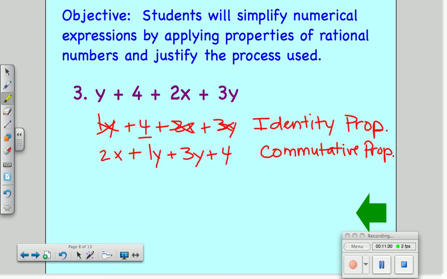Now I will combine like terms. So, 2x plus 1 plus 3 is 4y plus 4. Okay, that's your answer.